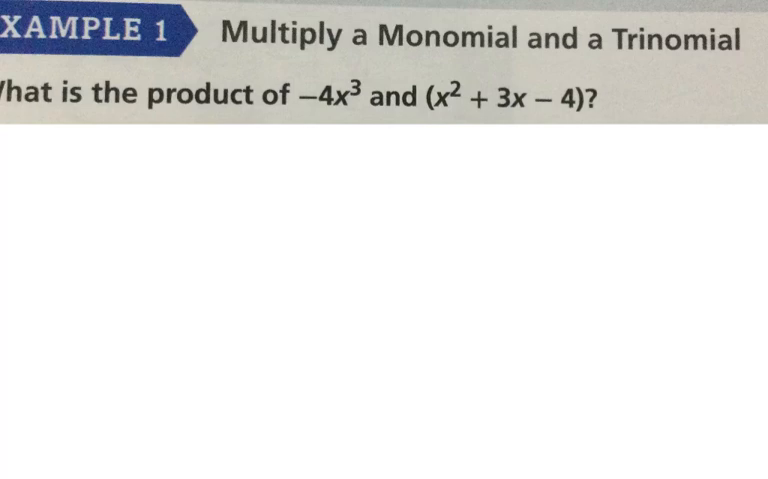So you can see the heading here of the example says we're going to multiply a monomial and a trinomial. So help refresh my memory. What is a monomial? It's a polynomial that has only one term. That would be negative 4x cubed. Here is my monomial. And x squared plus 3x minus 4 would be my trinomial because it has three terms. And then it's asking me to find the product.